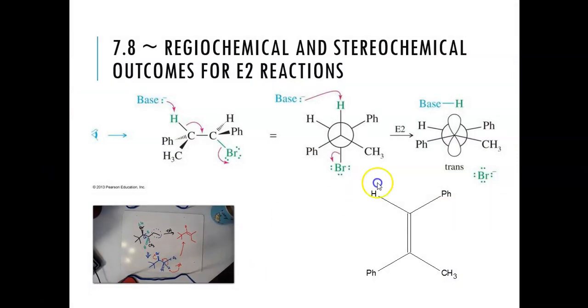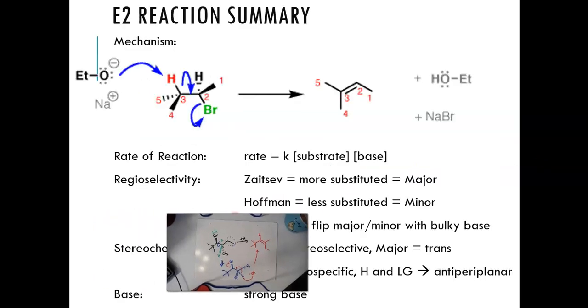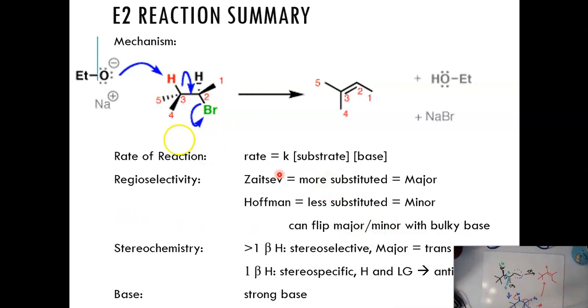All right, here's our last slide. It's good because this video ended up being a little bit too long. We have our mechanism in our summary here. The base is removing that beta hydrogen. We're forming our double bond as our leaving group is leaving, and we're creating an alkene. Here's our base with its hydrogen attached. Here's our leaving group. Our rate of reaction is bimolecular, so it's dependent on the concentration of the substrate and the base.